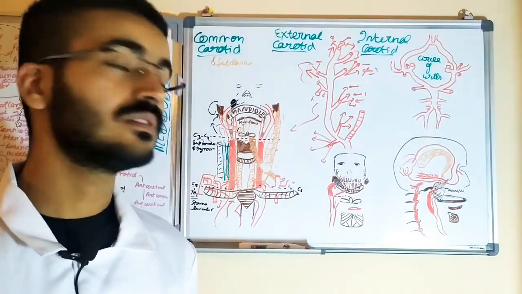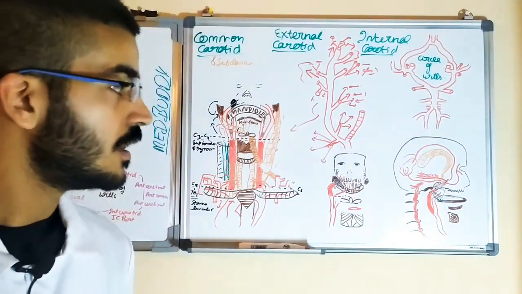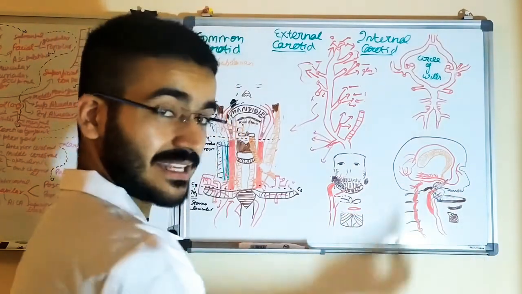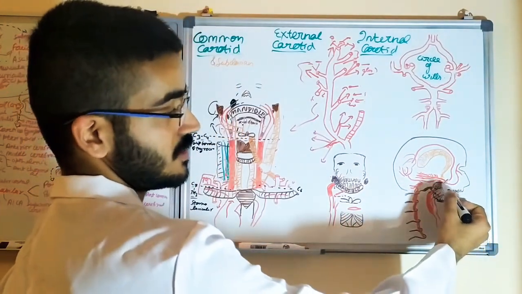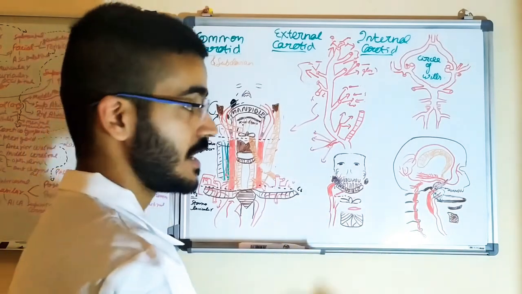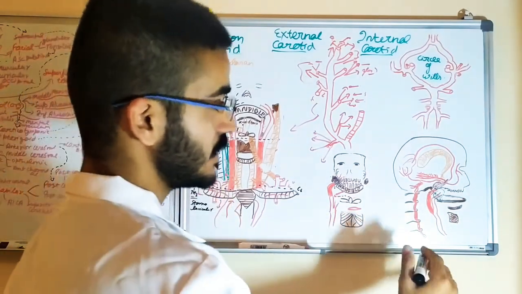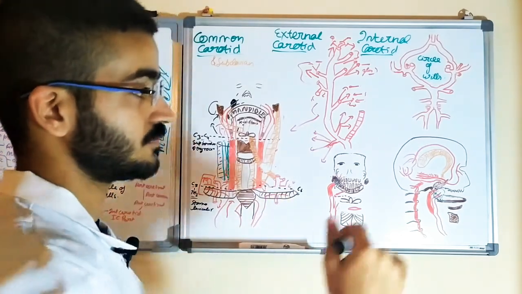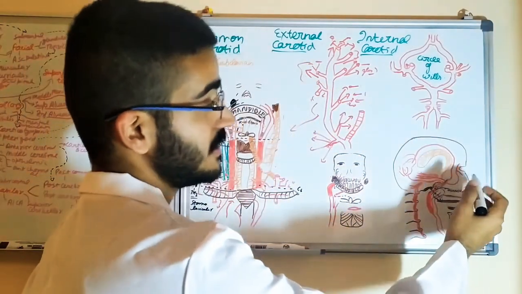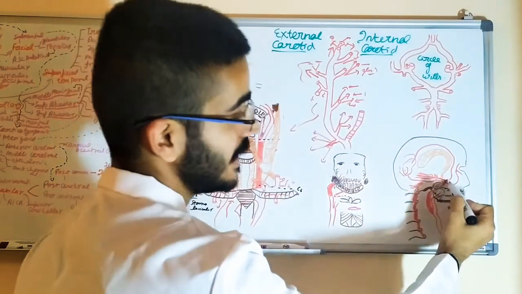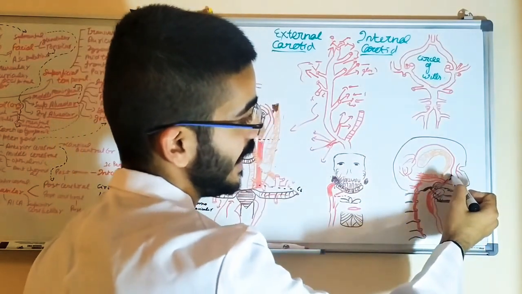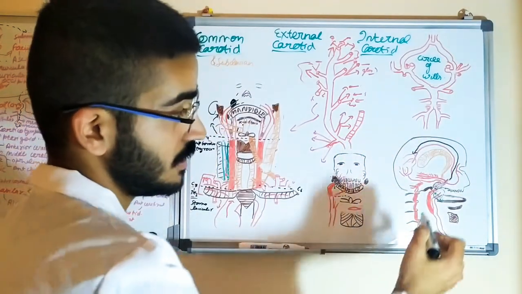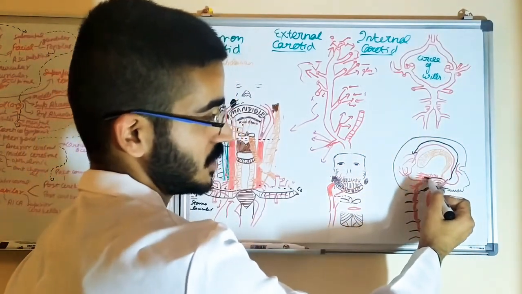Now the internal carotid artery. Internal carotid artery, right after exiting from the internal carotid canal, the cavernous sinus, gives main branches that are the anterior cerebral branch and the middle cerebral branch.